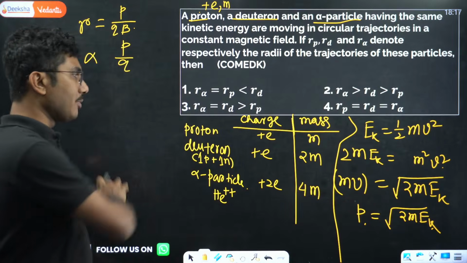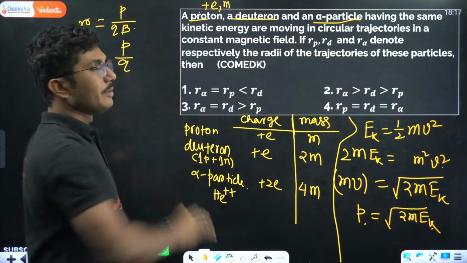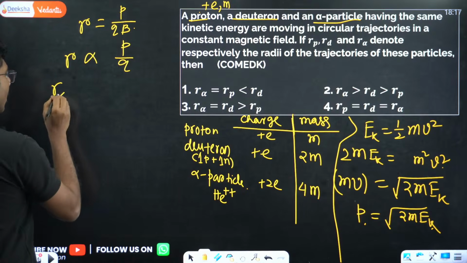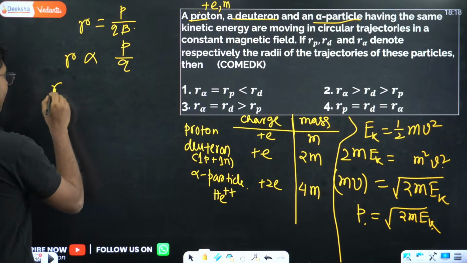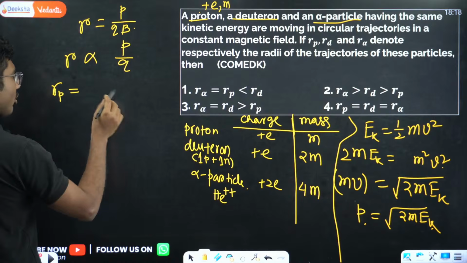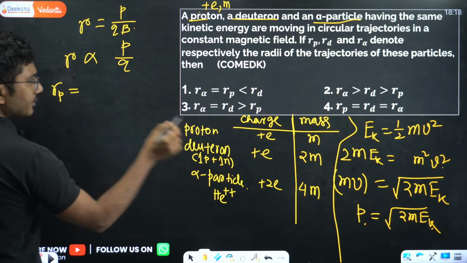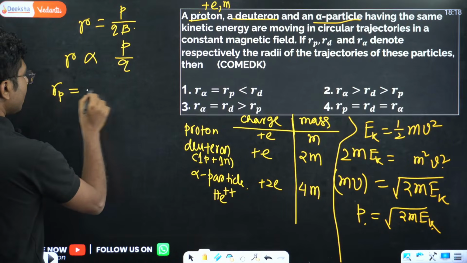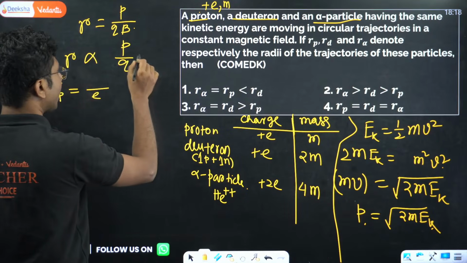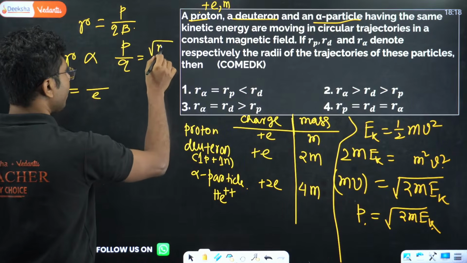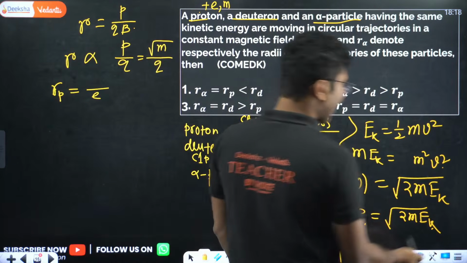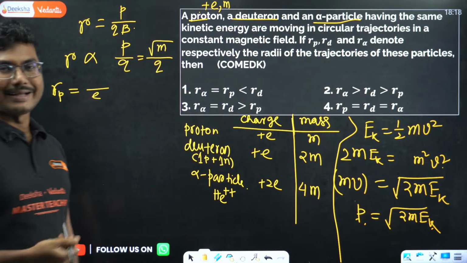This is the major point. If you know this, this is a piece of cake. So let us find what is R alpha, or sorry, R proton first. R proton is some constant. We are assuming the constant to be 1. Charge of a proton is e, and momentum. Momentum means what? Momentum depends on square root of mass m when kinetic energy is constant.